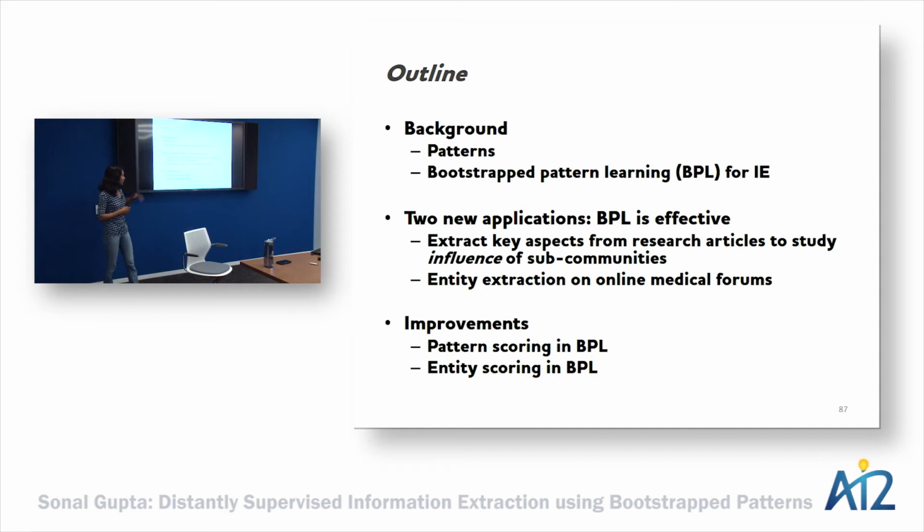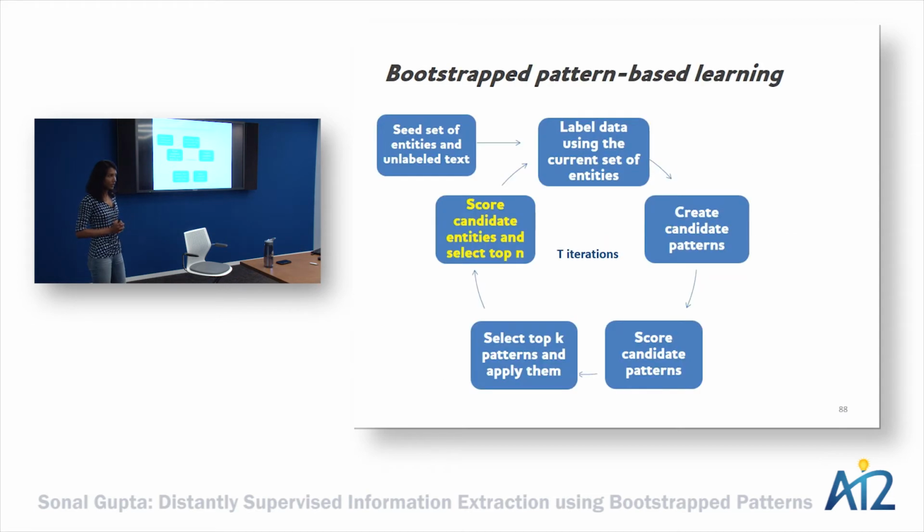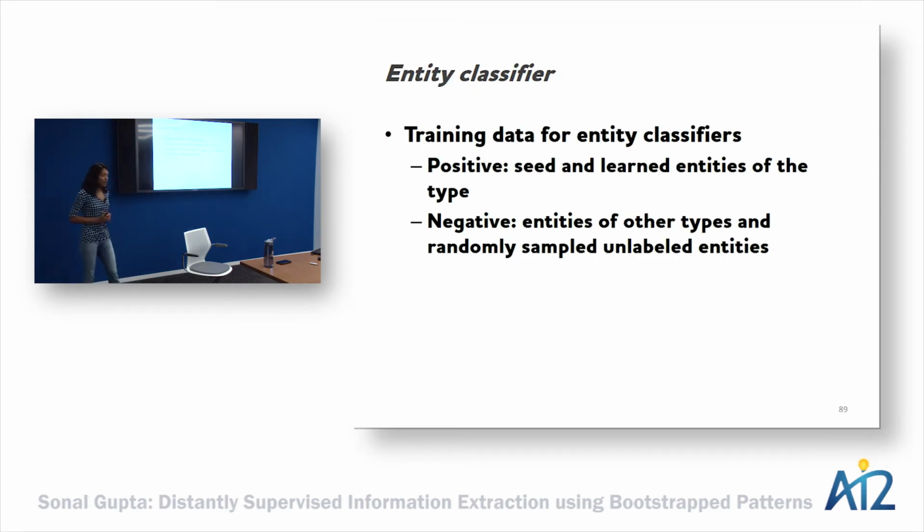So we talked about the bootstrap pattern learning system and how we can improve the pattern scoring measure by evaluating the unlabeled entities. Next, we'll talk about how to improve the entity scoring measure. So in this flowchart, we are now improving this component of the system. For entity classifiers, the training data is: positive is the seed and the learned entities of the type, and the negative data is entities of the other types, and randomly sampled unlabeled entities.